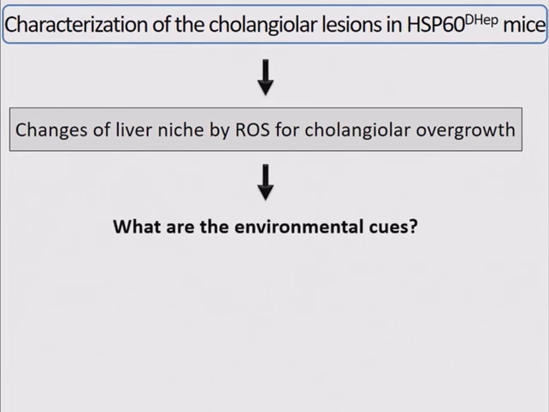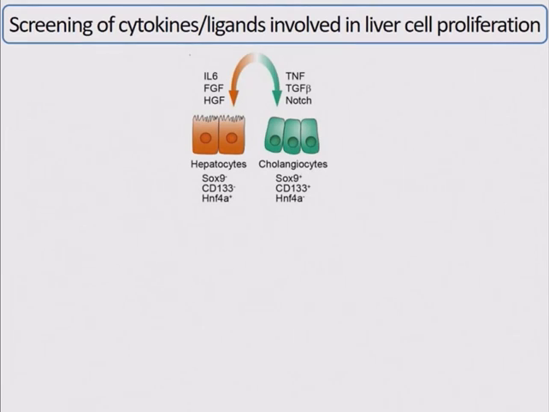So, showing that changes of the liver niche can be induced by blocking ROS, we took a next step and really wanted to know what the cellular environment is, the immune cells that are actually within this pathology. And we investigated genes from which we knew that they either drive hepatocyte or cholangiocyte proliferation. And the genes are well characterized. We have not done this ourselves.